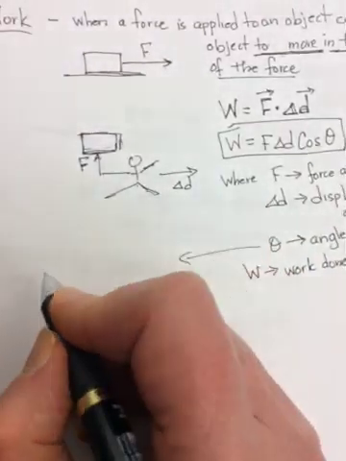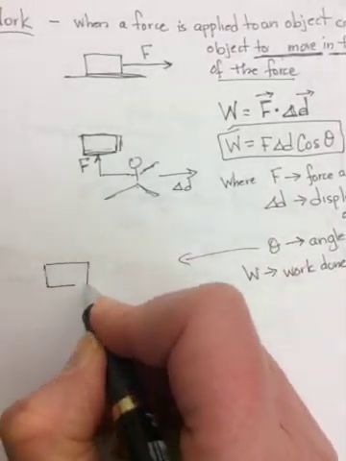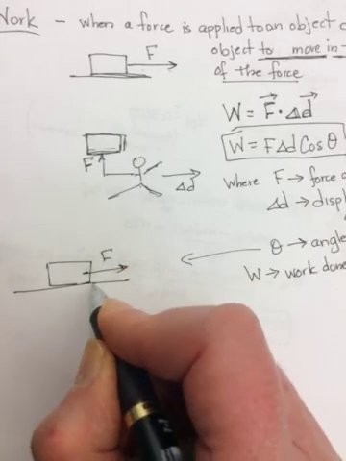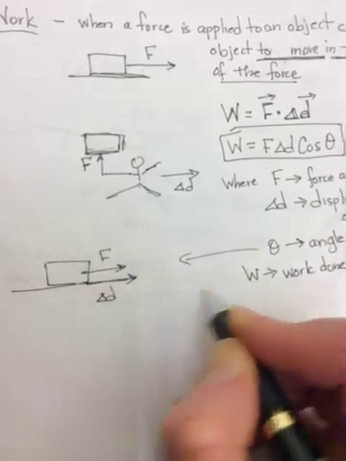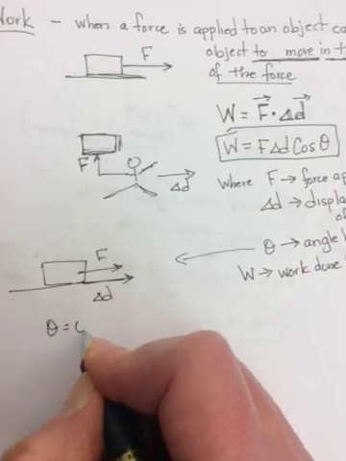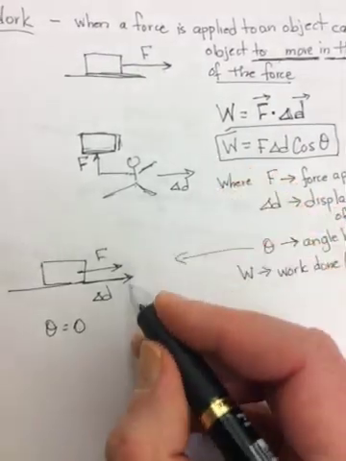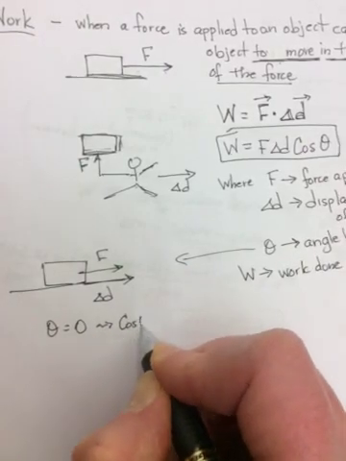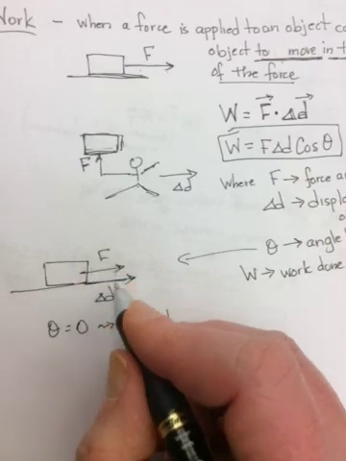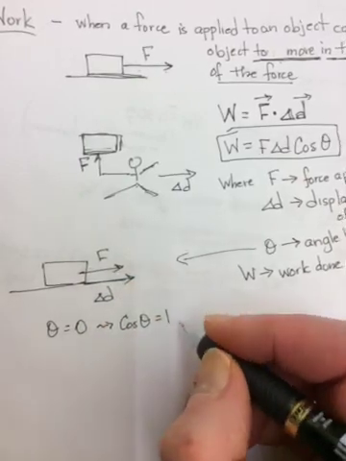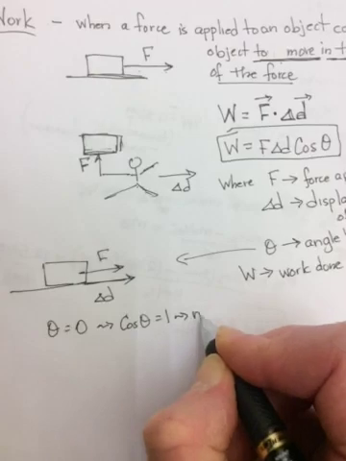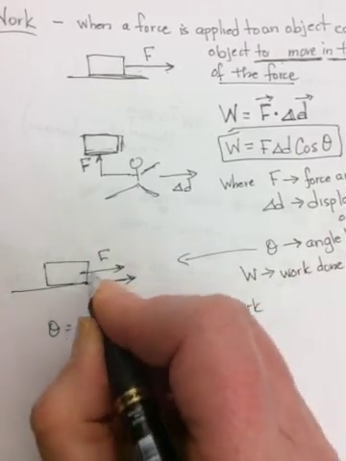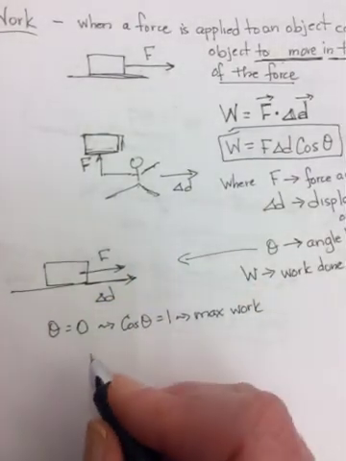If I have a book on a surface like I did up top, and I'm pushing the book this way, and the book is moving this way, then the angle between them, theta, is 0. And the cos of 0, check it on your calculator, is 1. So when F and delta D are in the same direction, you get what we would say is maximum work, because all of your force is actually being used efficiently to move the book.